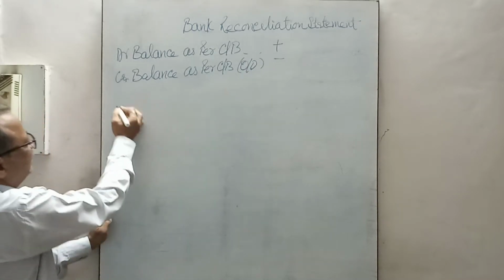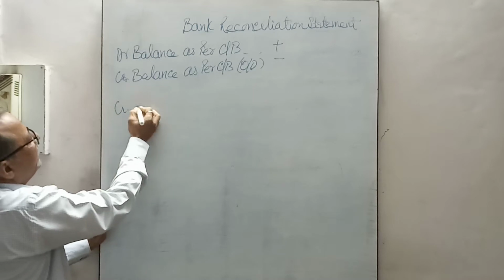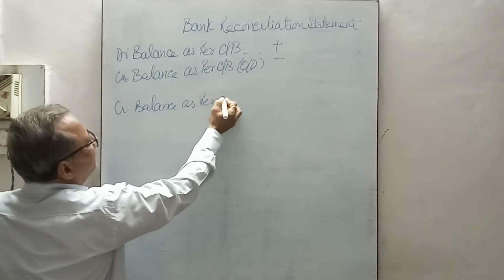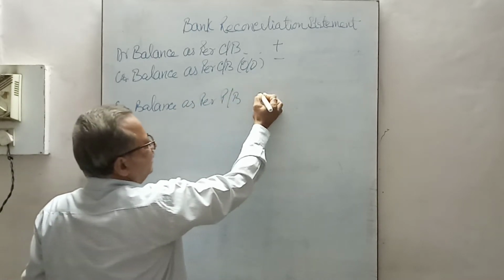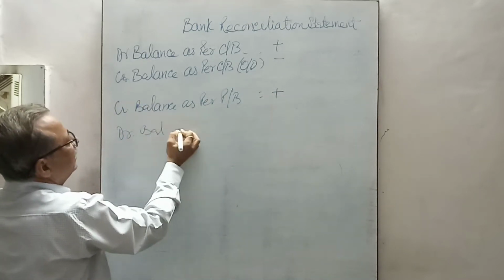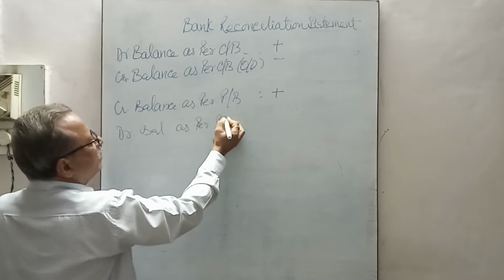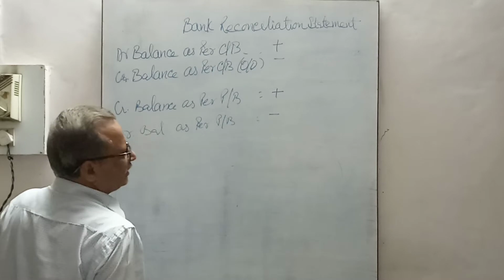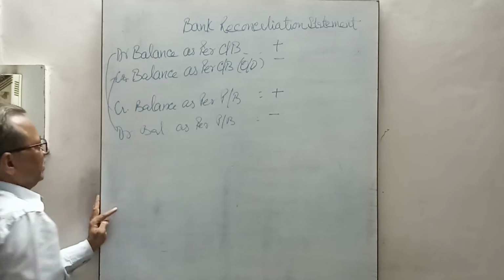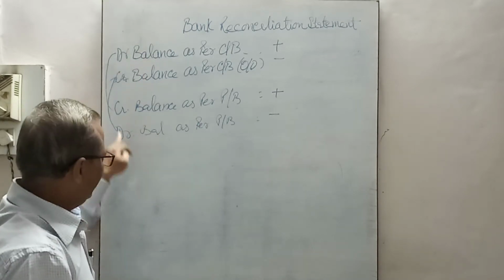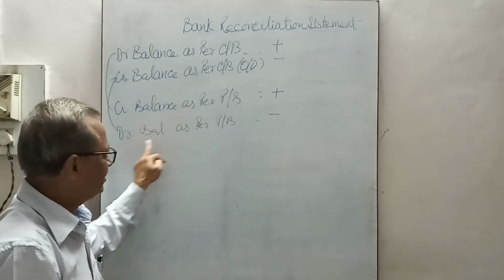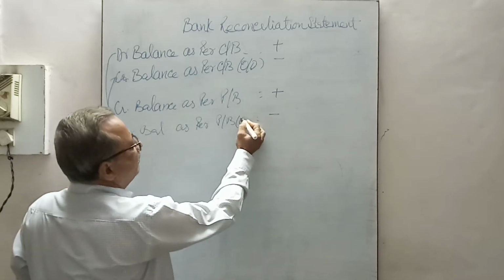Likewise, credit balance as per passbook shows the plus balance, positive balance, and debit balance as per passbook shows negative balance or minus balance. These two and these two are of same nature. If debit balance per cash book is given, they will find the credit balance as per passbook. If credit balance as per cash book is given, they will find the debit balance as per passbook. This is also called overdraft balance.